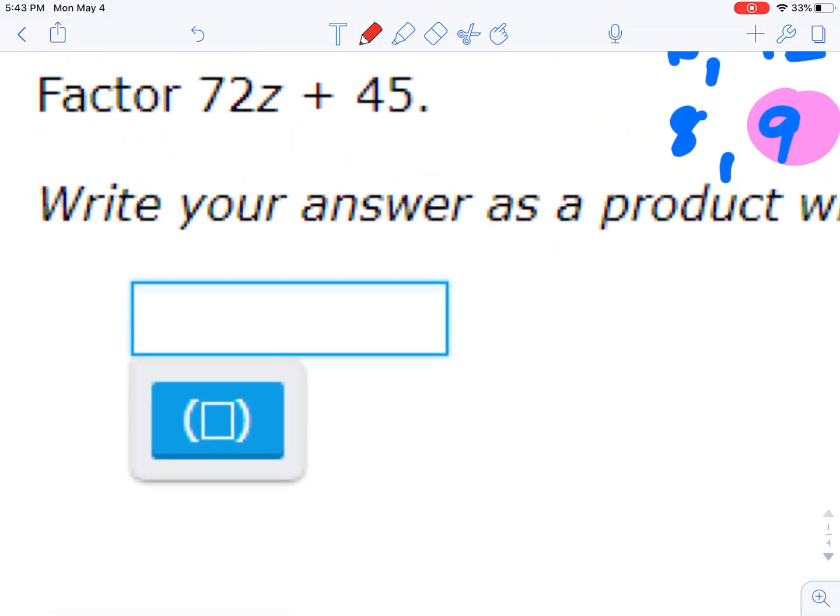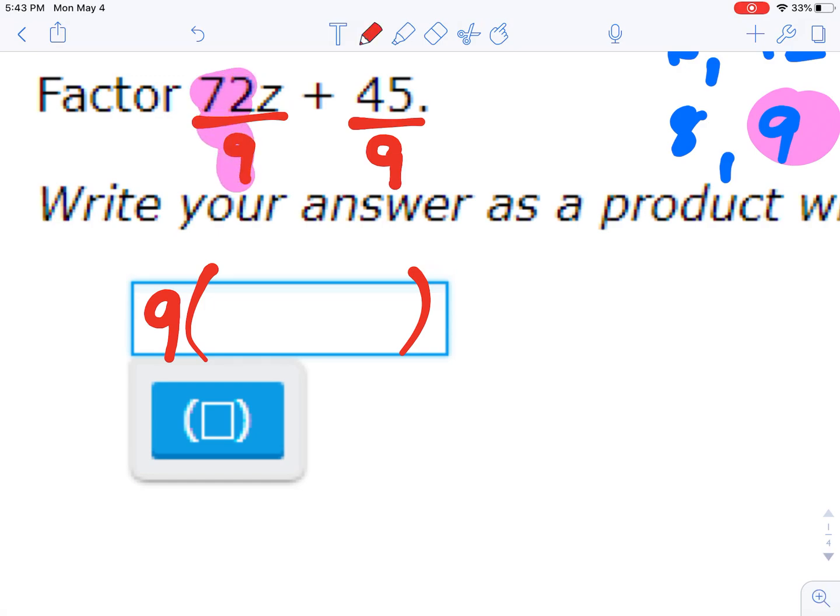So 9 is our greatest common factor. It comes in front. Divide each of those numbers by 9. So 72 divided by 9 is 8, and don't forget about the z. And then 45 divided by 9 is 5.